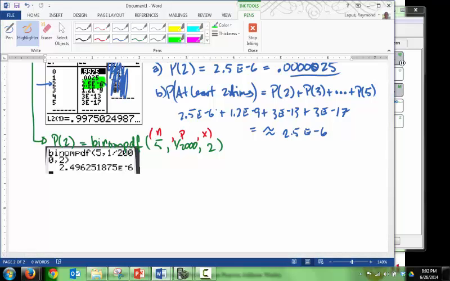So we went to the page where we saw PDF and CDF, and PDF stands for probability distribution. What do you think CDF stands for? No? Close? What? Say it again? Cumulative. Yes, exactly.